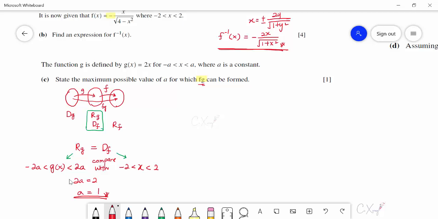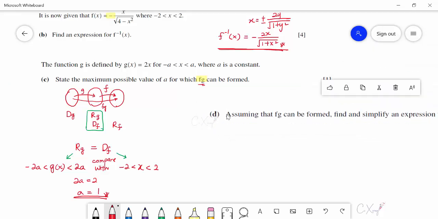Right, so this is how I show how to get the value of a. There might be some other better method, but this is what I can show for now. All right, then now we continue to part number D.